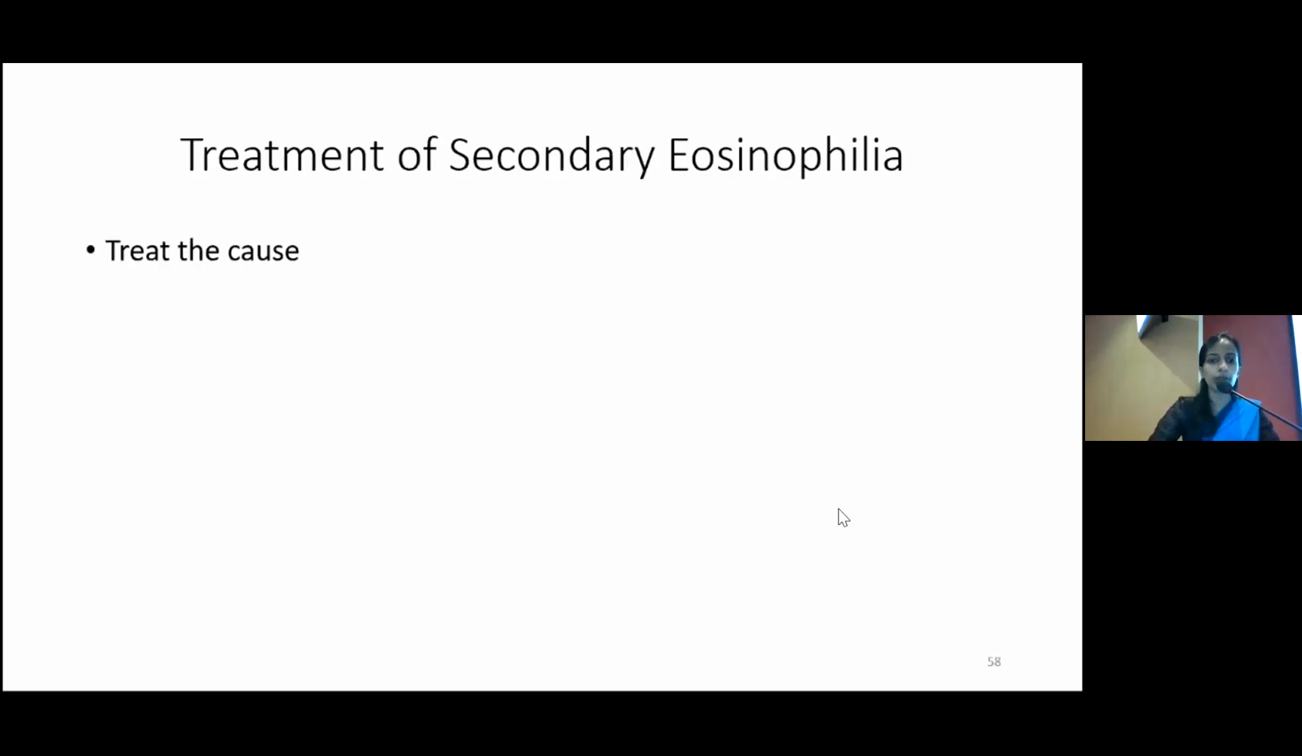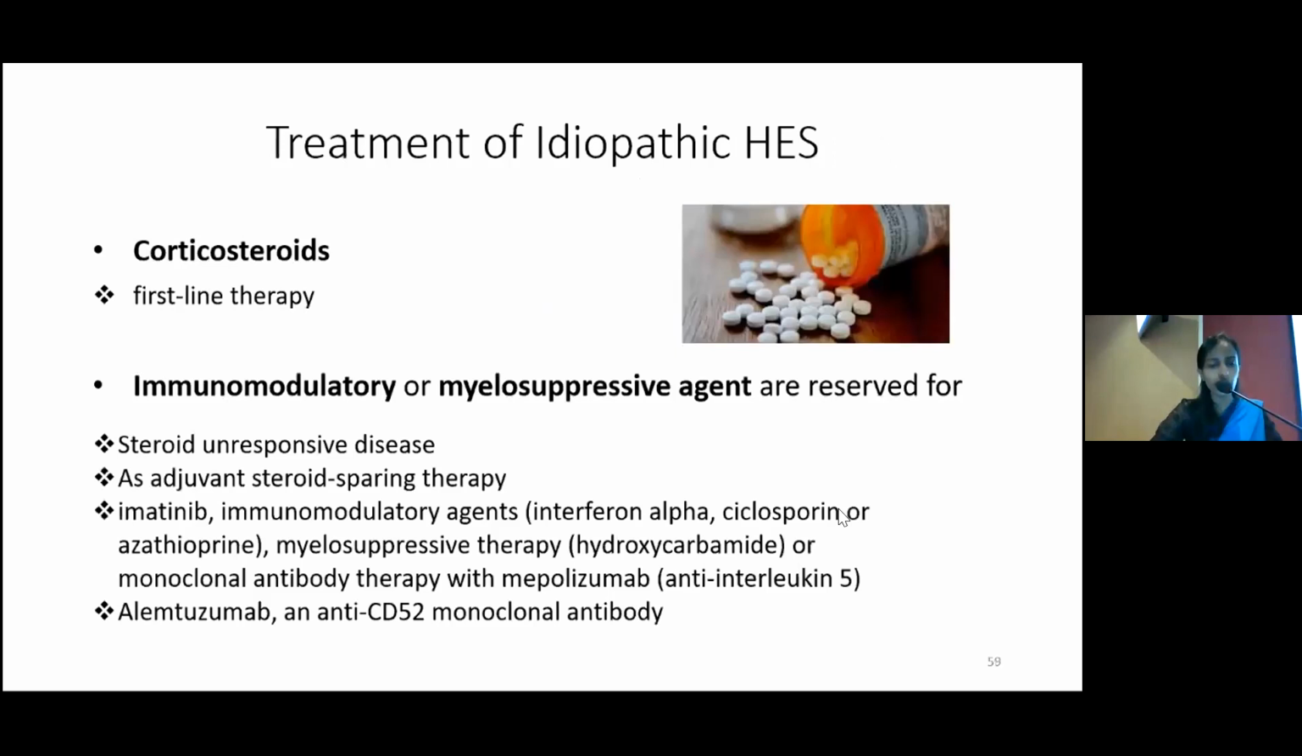Moving on to treatment of secondary eosinophilia, it's always treating the underlying cause. As an example, if a patient is having a parasitic infection, that should be treated. If it's a drug which is causing eosinophilia, that culprit drug should be withheld. If it's a respiratory cause, that should be treated. And apart from this, if a patient is having end-organ damage secondary to eosinophilia, the patient should be treated with steroids. Finally, a brief wording about treatment of idiopathic hypereosinophilic syndrome.